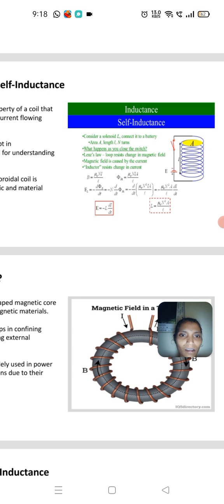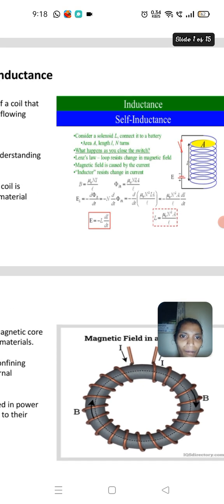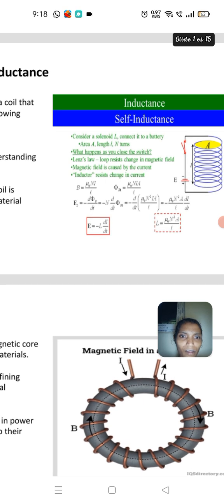Self-inductance. Consider a solenoid of area A, length L, and n turns, connected to a battery. What happens as you close the switch? Lenz's law: the loop resists change in the magnetic field. The magnetic field is caused by the current, so the inductor resists the change in the current.